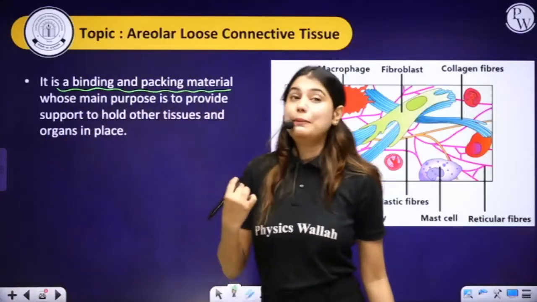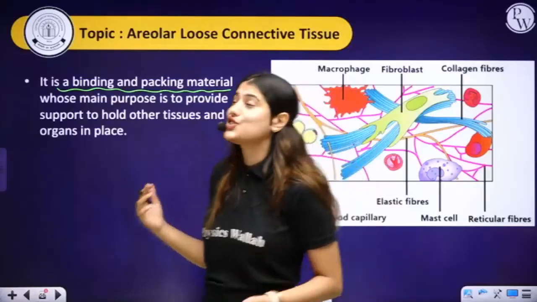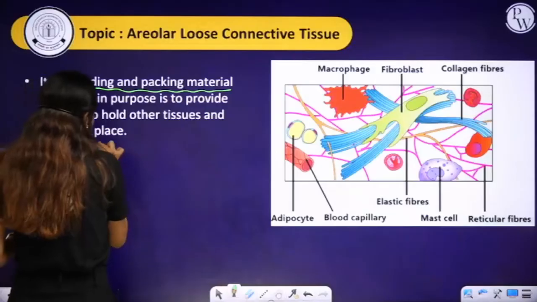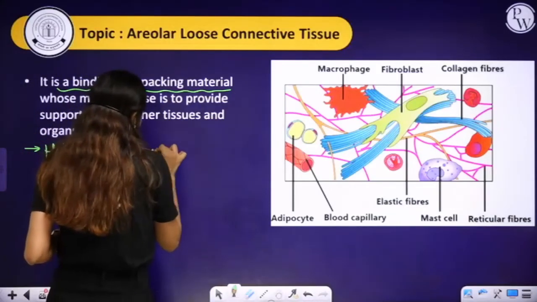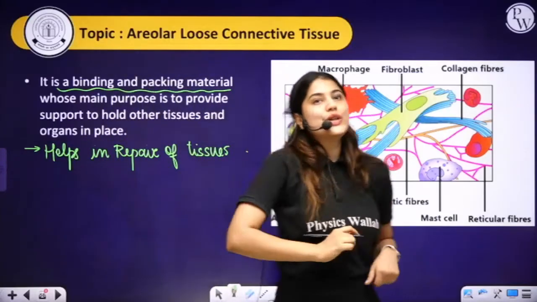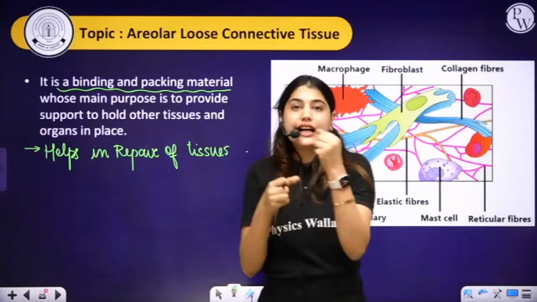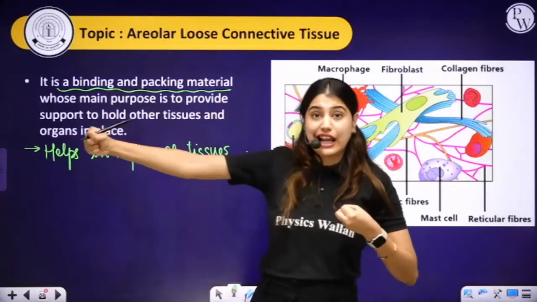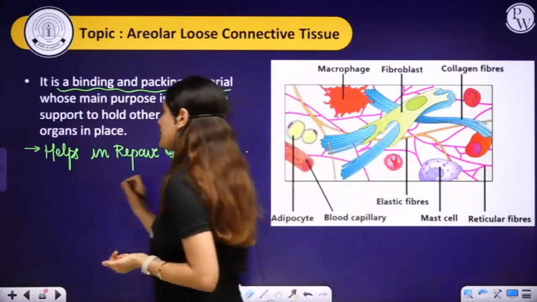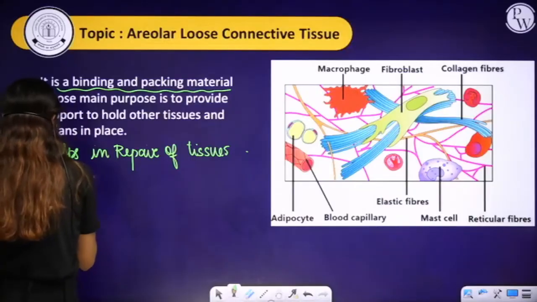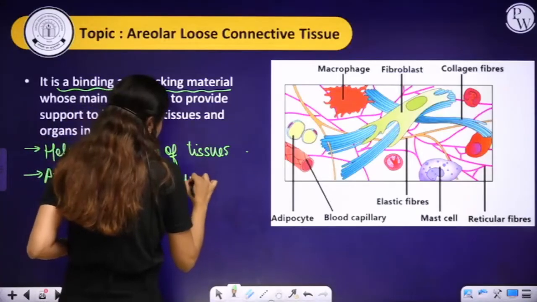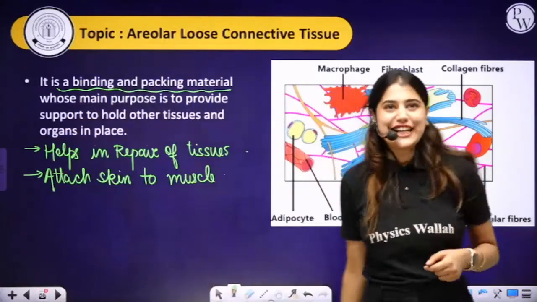Also, this tissue will be helping in repair of other tissues. So I can mention here, it helps in repair of the tissues. Also, it is connecting my skin to the muscle, right? Underneath the skin, I'm going to find my muscles which help me to move my hand. So it will be connecting that skin to the muscle. So we can mention that point as well. It will attach the skin to the muscle. That was about the areolar connective tissue.